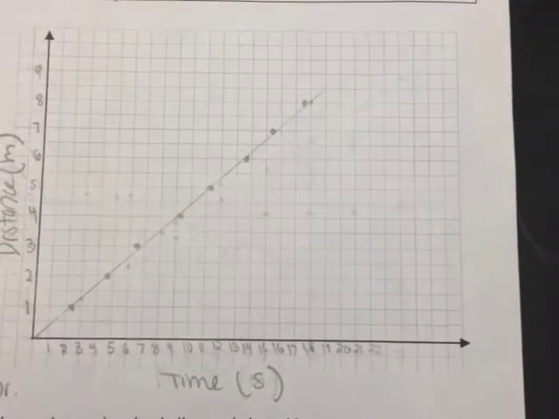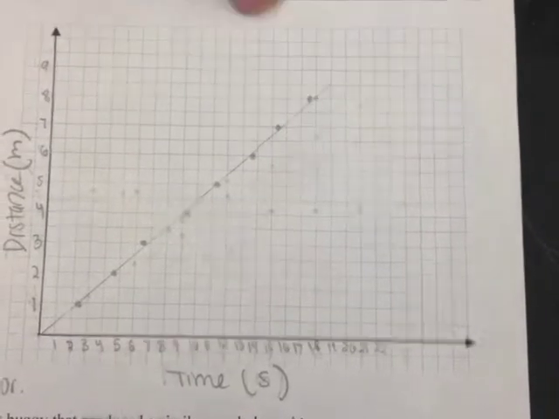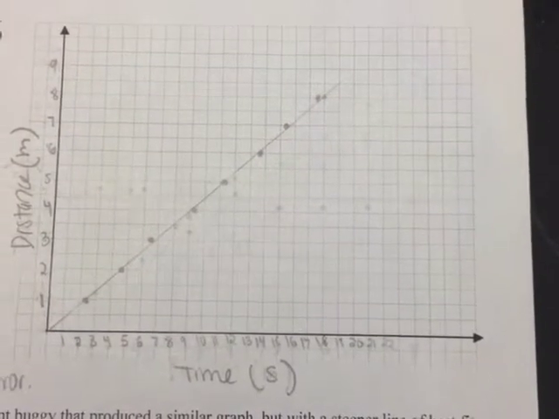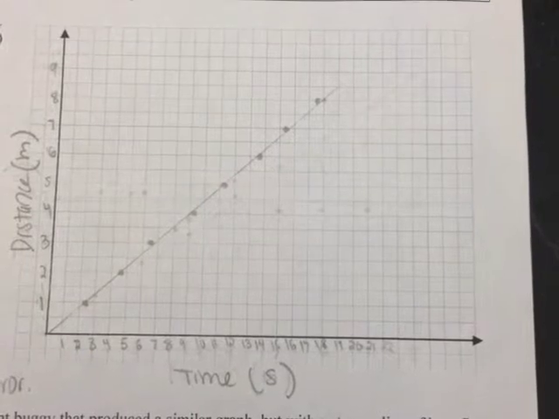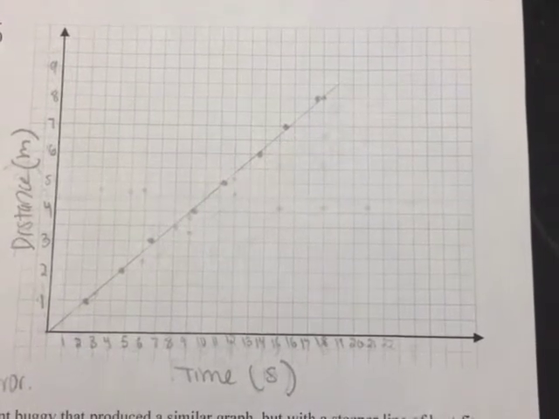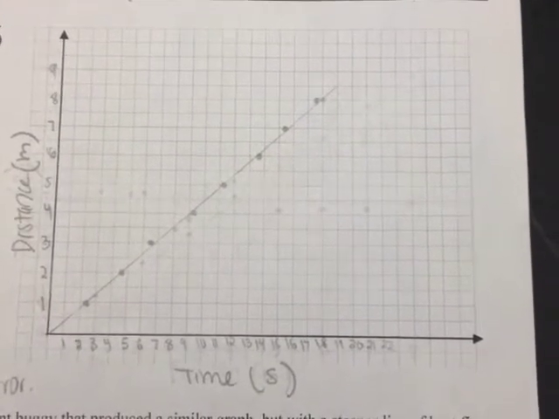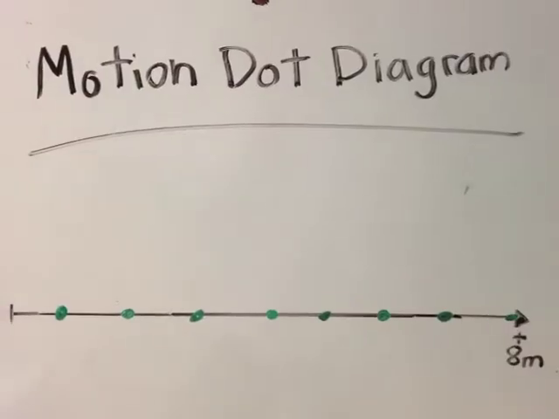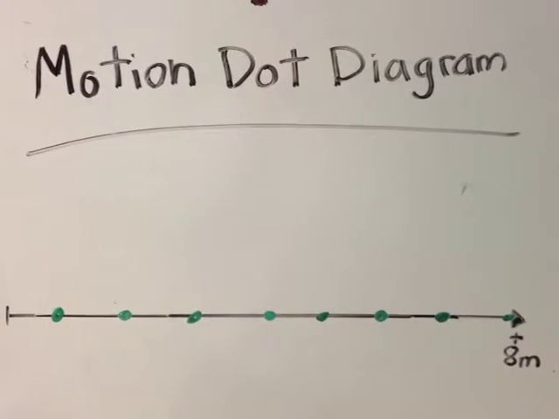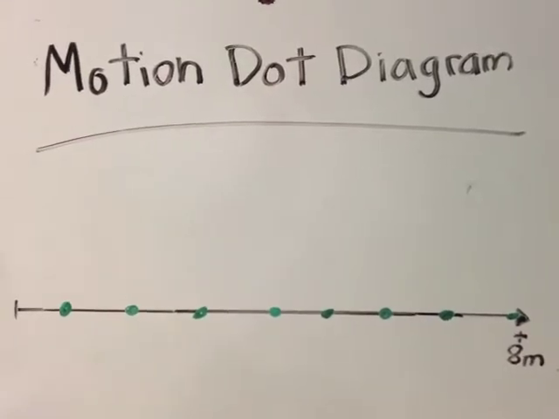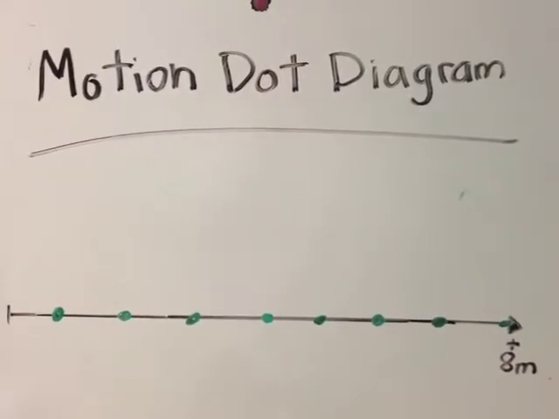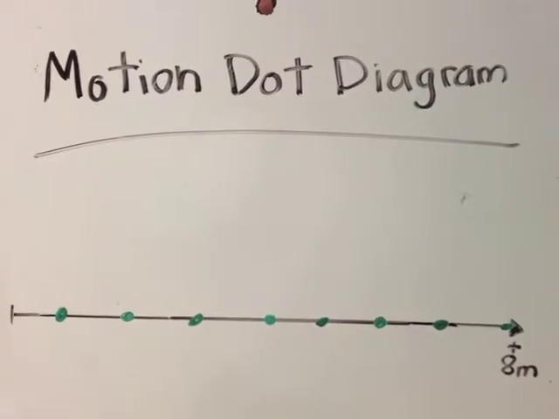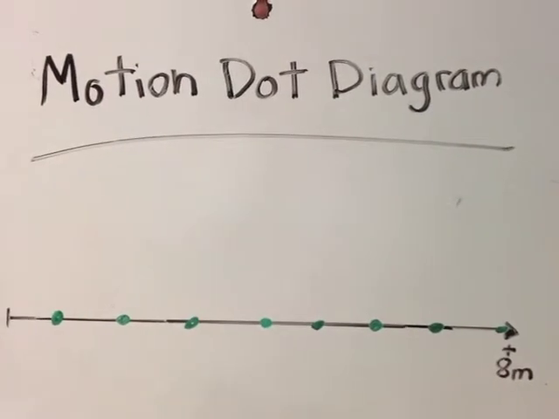Since the buggy is at a constant speed, the distance and time graph would be a straight line because there's no acceleration or change in speed. Since the equation is speed equals distance over time, and the speed does not change, then the rate of the distance and time will not change. As you can see here, we made a motion dot diagram of our own, and each dot represents 2.25 seconds, and the space between them represents 1 meter, which all totals to 8 meters.